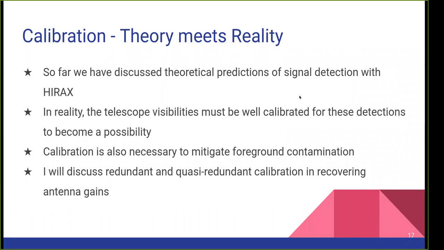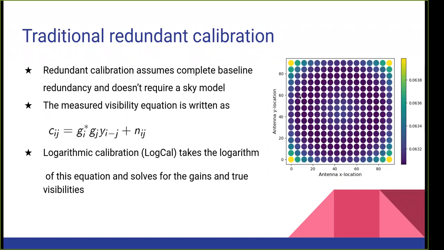And to segue into calibration, the theory is really easy to do, but in reality, we have to do calibration so that we can get the results that we expect with theoretical predictions. Also, calibration is really useful for foreground mitigation. So I'll just briefly talk about calibration. It's discussing redundant and quasi-redundant calibration techniques that we're planning to implement with HIRAX. Firstly, I'll discuss traditional redundant calibration.